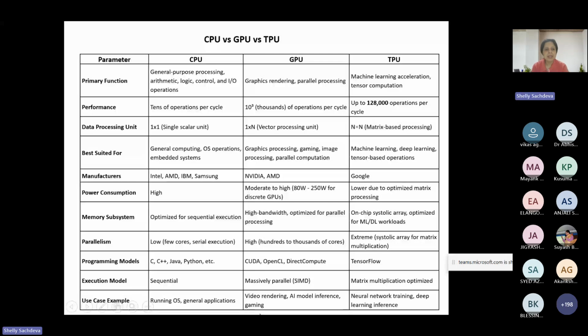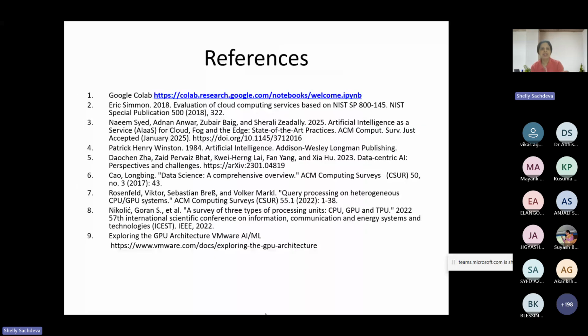Then further, I'll demonstrate Google Colab. Before that demonstration, I would just like to point out some of the references that I usually refer to. I refer to the Google Colab official documentation. Then I refer to a very good paper from ACM Computing Surveys that was just accepted in 2025. And I refer to the basic definition of artificial intelligence and data-centric AI, again from the paper. And data science, a comprehensive overview, again an ACM Computing Surveys paper.